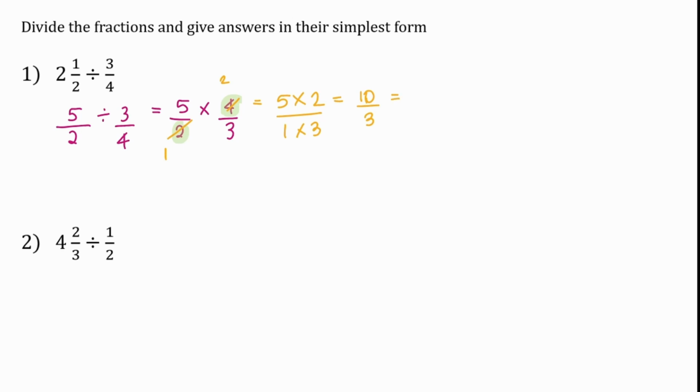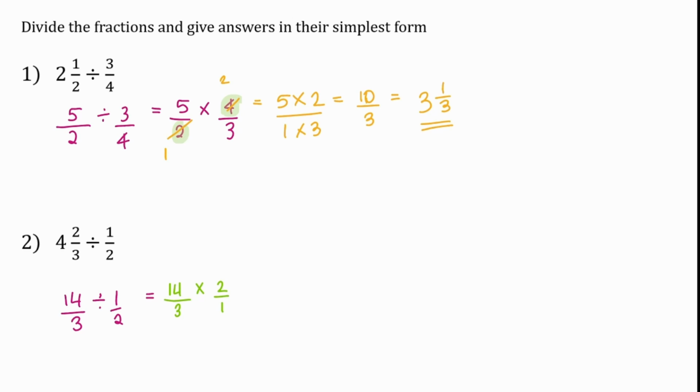So this is going to be 3 and 1/3, and that is my final answer. For number 2, I again have a mixed fraction divided by a proper fraction. So first I'm changing my mixed fraction to an improper fraction, which will be 14 over 3, divided by 1/2. I'm going to keep my first fraction as 14 over 3, change my division sign to multiplication, and write 1/2 as its reciprocal, which will be 2 over 1.